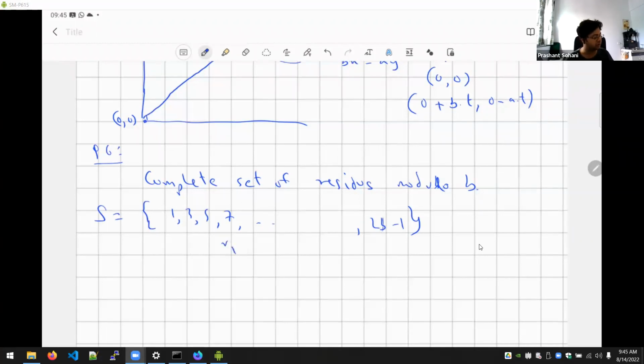So if you have any R1 and R2 which belong to this set, then R1 minus R2 will never be a multiple of b. And S has all such elements. So the size of S is the number of possible remainders. So if these two conditions are satisfied, then S can be any set. Okay, that is something that we see today.